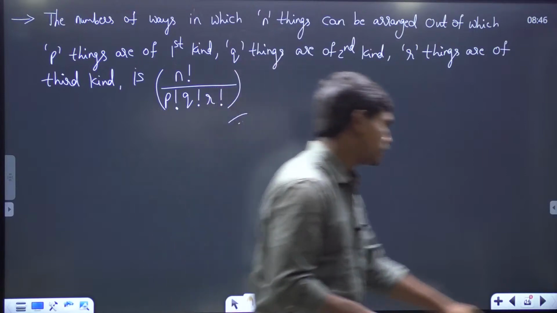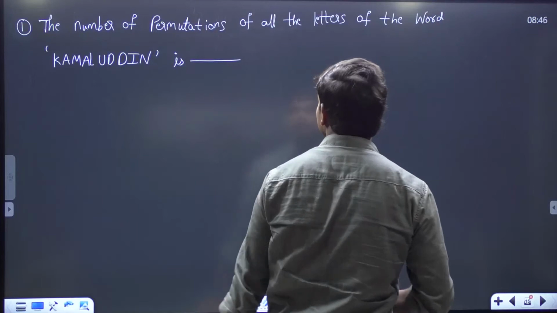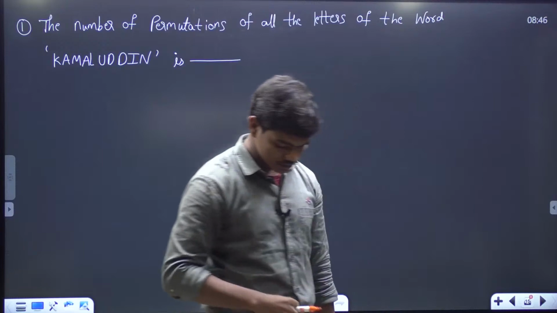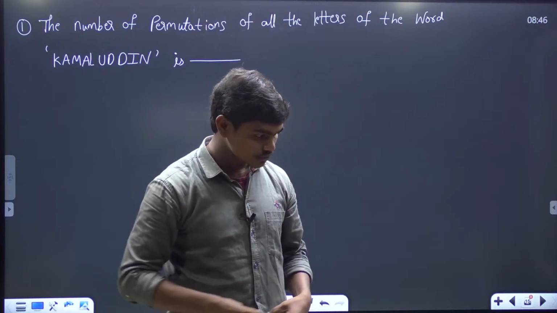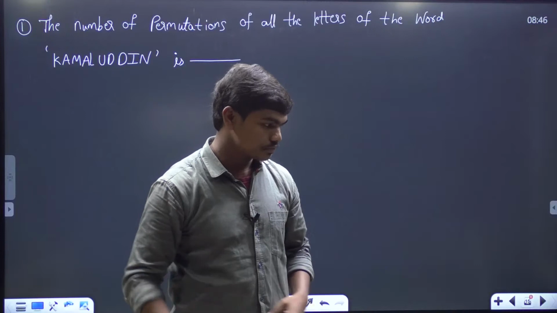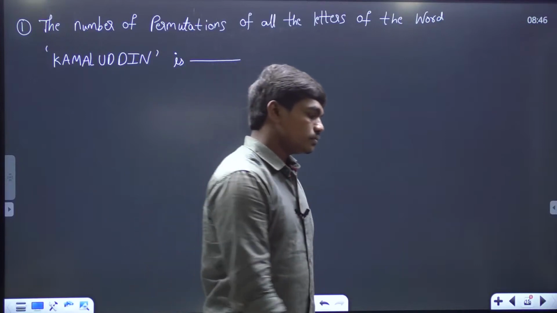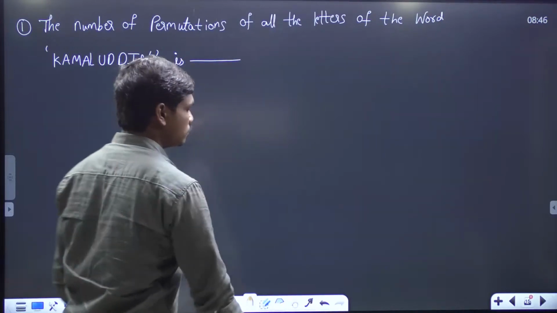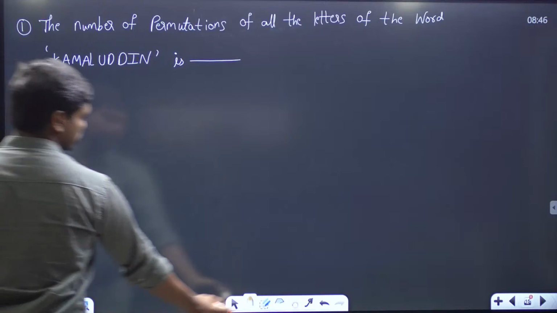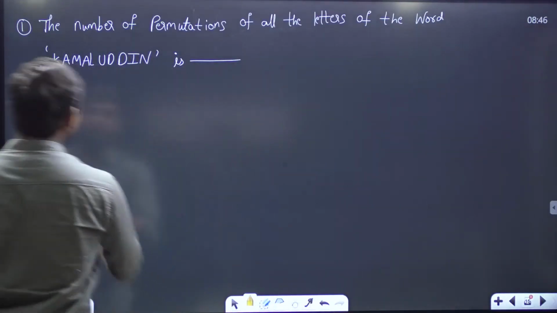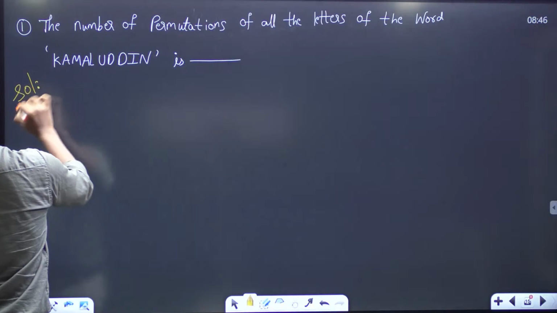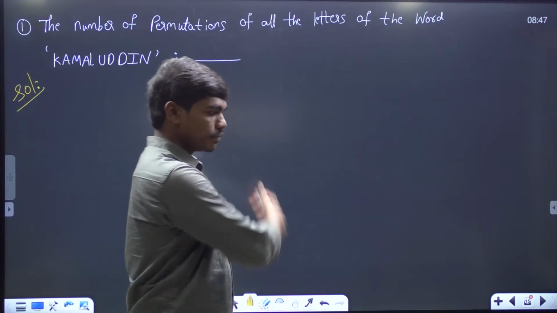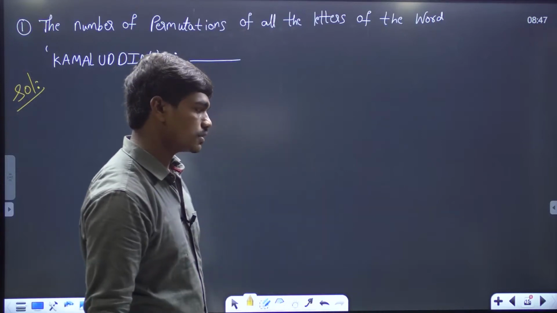So if that's the case, then this is the first problem. Please solve. The number of permutations of all the letters of the word Kamaluddin is dash. Please try to solve this. Let me change color since we are writing solutions for this. So the total number of arrangements you can make with the word Kamaluddin. Please tell me this.